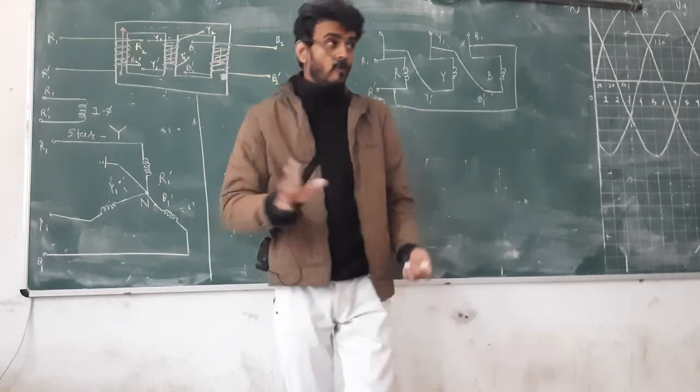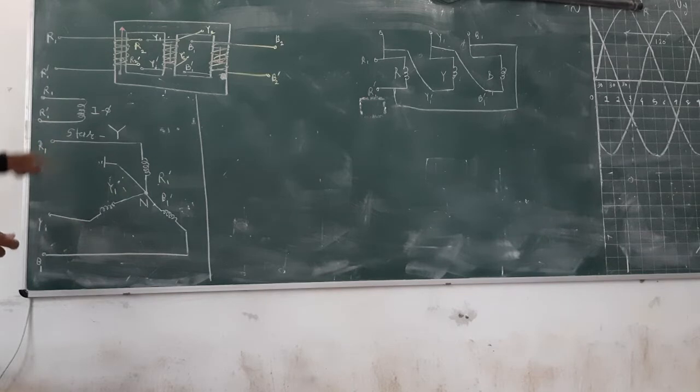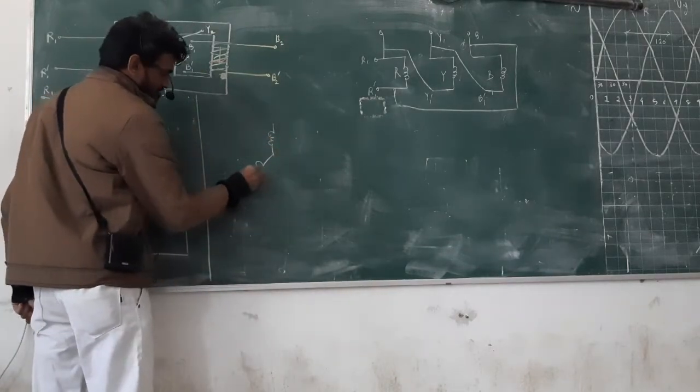So the whole picture is something like this. If you have a generator, a transformer, or a motor, you can represent it this way, as a 3-phase connection. So what I will do, I will represent something like this, that this is my generator.